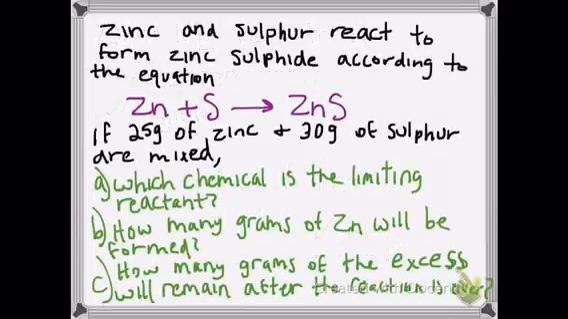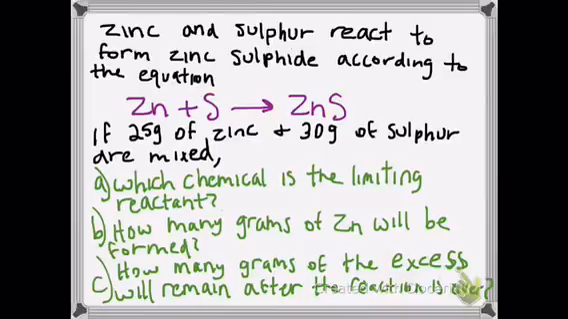Zinc and sulfur react to form zinc sulfide according to the equation. The equation is Zn plus S turns into ZnS. If 25 grams of zinc and 30 grams of sulfur are mixed, we have three questions that we need to answer.